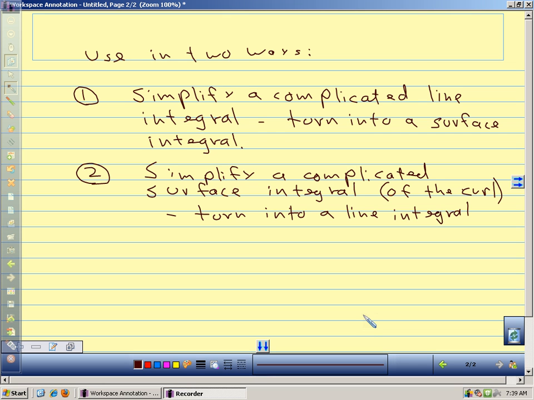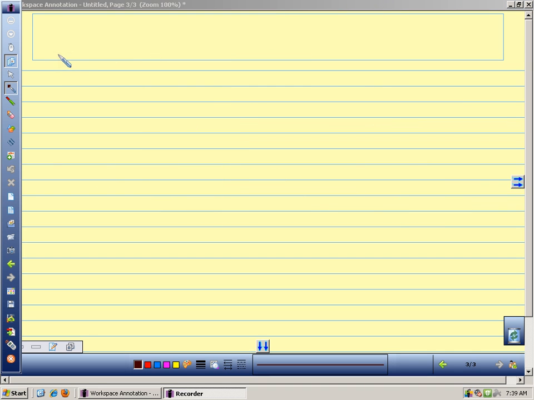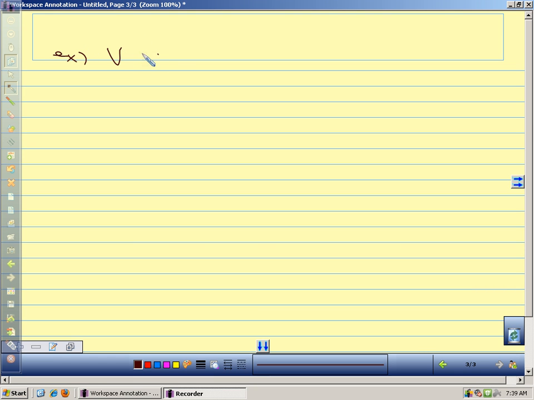All right, questions on how we might use Stokes' theorem? So let's look at a couple of examples using Stokes' theorem. In this first example, we're just going to verify Stokes' theorem for a particular vector field.